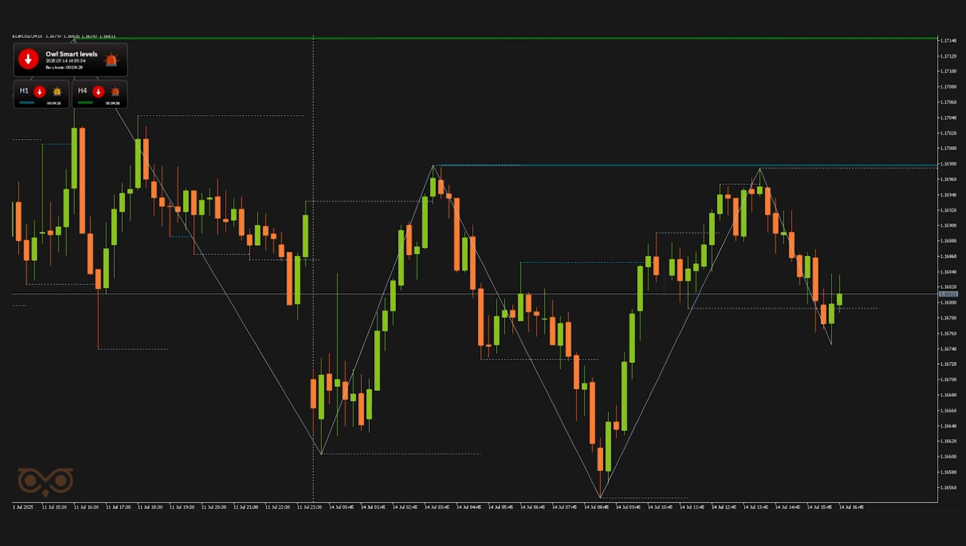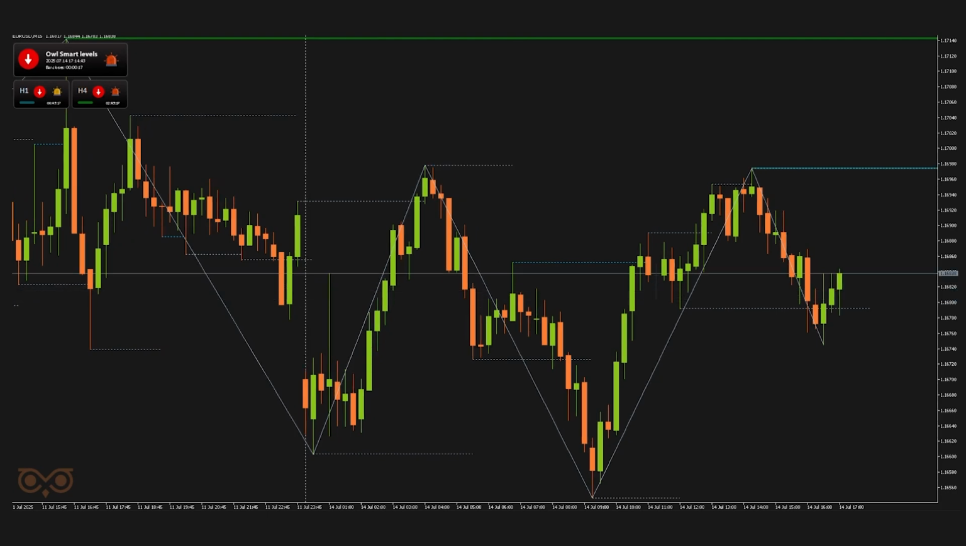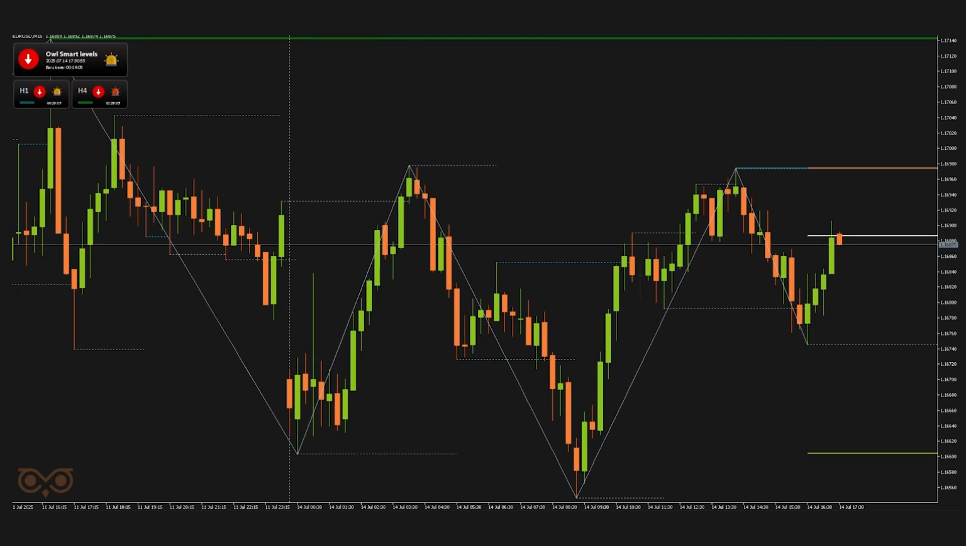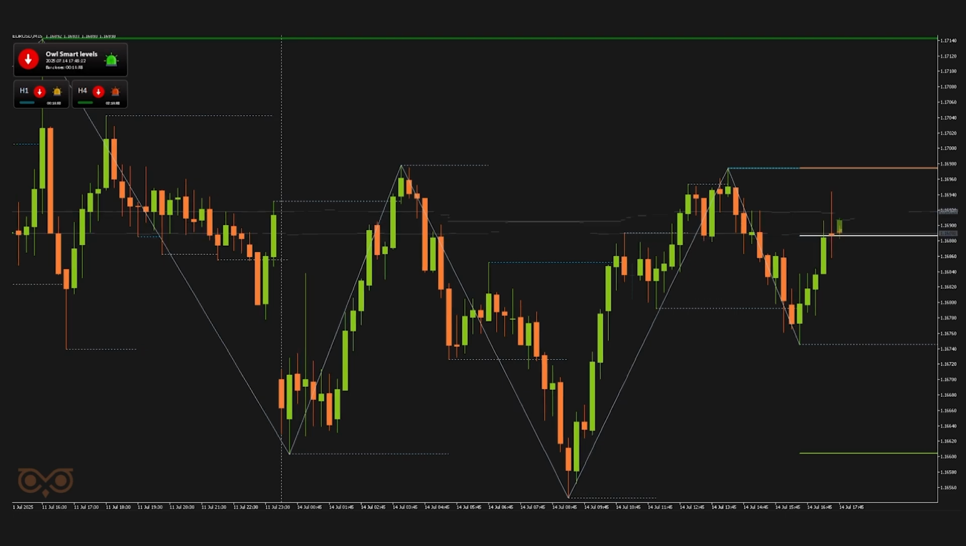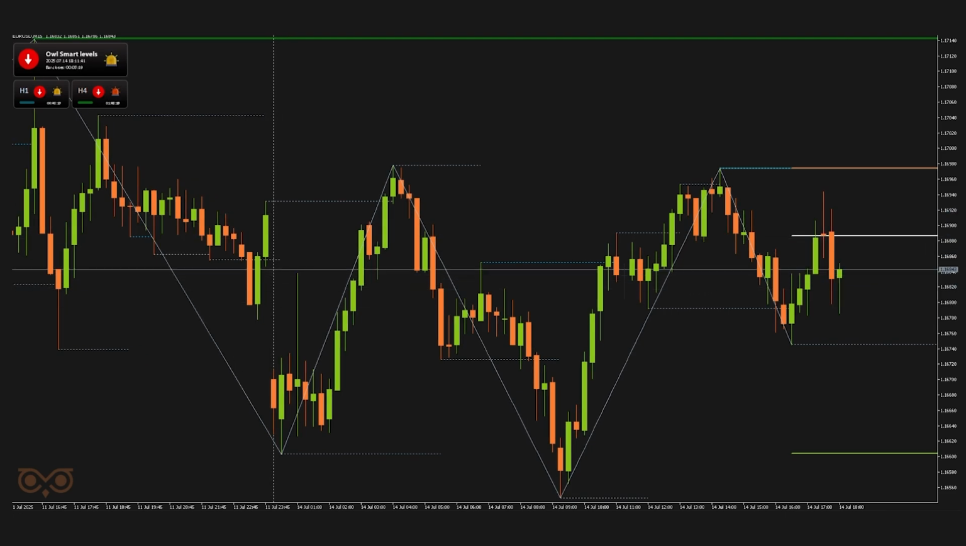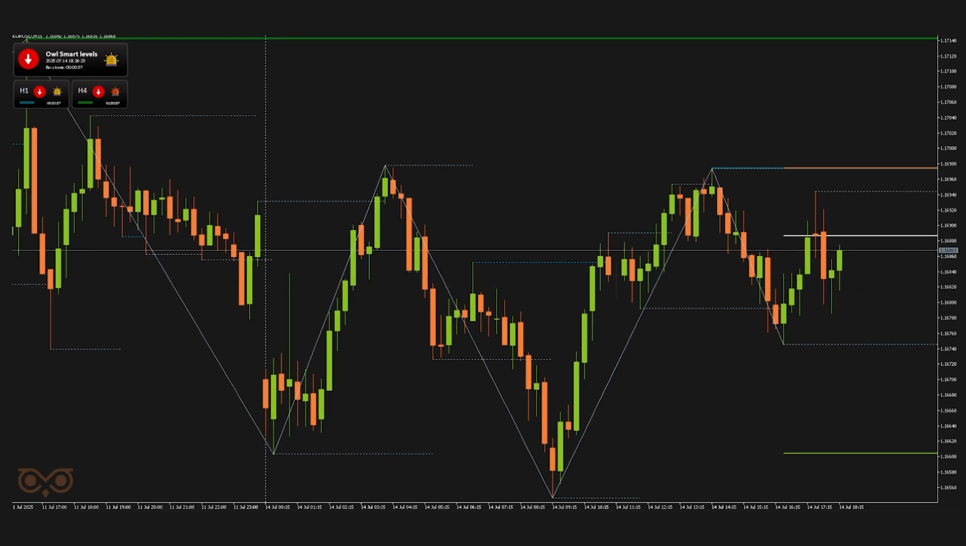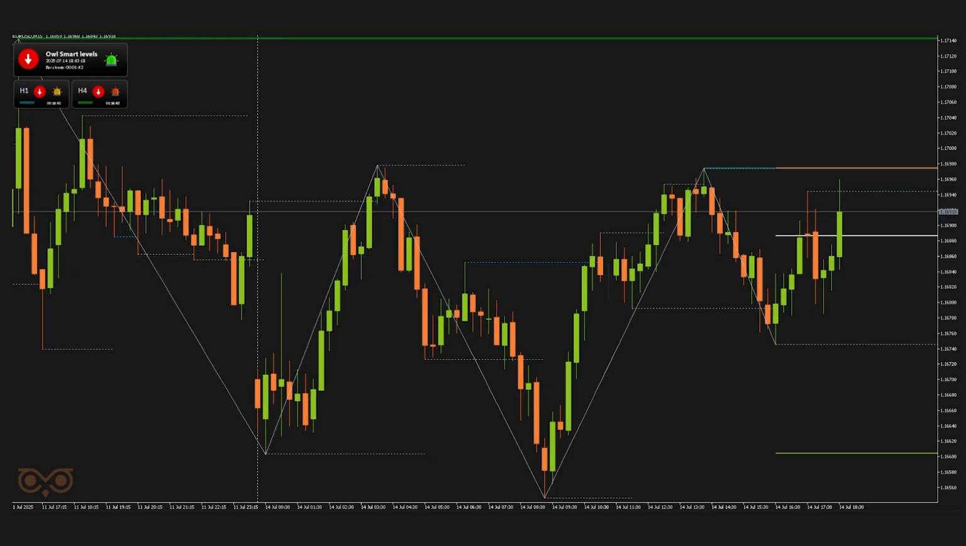OWL Smart Levels is not just an indicator. It is a tool that helps you think like a system, understand the market structure, act according to a scenario, and trade with confidence, without guesswork and chaos. If you want to remove unnecessary emotions from trading and move on to a clear, well-thought-out process, this solution is definitely worth trying.